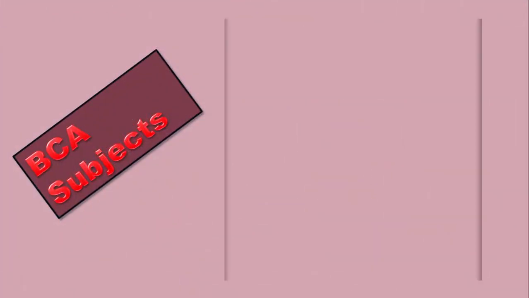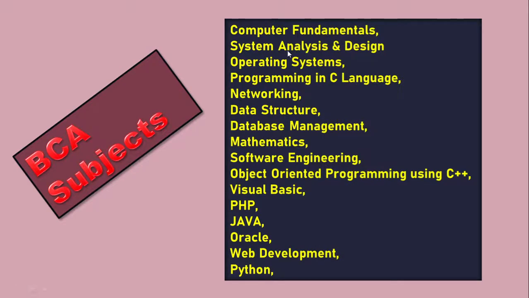What do you study in BCA? You study these subjects: computer fundamentals, system analysis and design, operating systems, programming in C language, networking, data structure, database management, mathematics, software engineering, object oriented programming using C++, Visual Basic, PHP, Java, Oracle, web development and Python. Here you can see there are many programming languages like C, C++, Visual Basic, PHP, Java, Python. These may be new, but still you can learn. It's not too difficult to learn.